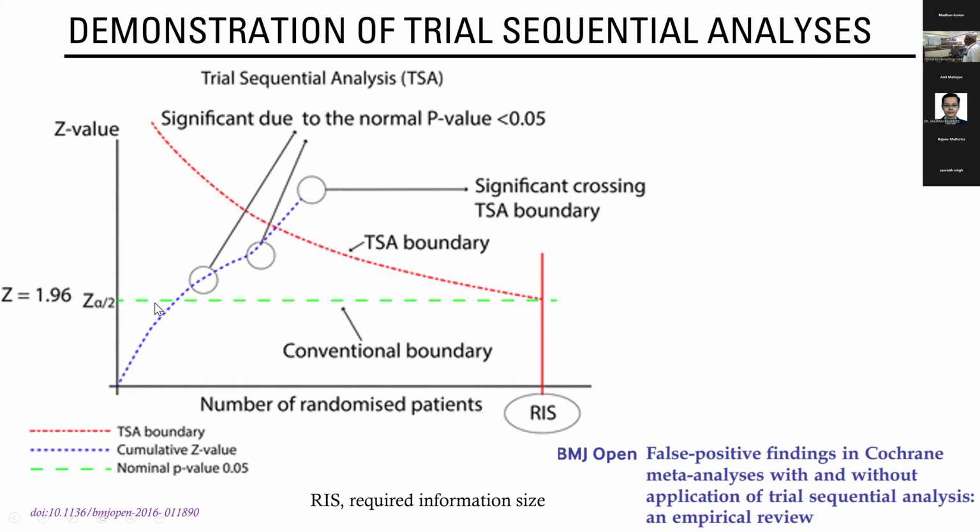This is the usual boundary of 0.05 and this is the stopping rule we have here. This is one study just came there, second study just came there, but the third study crossed the TSA or the trial sequential analysis boundary. So that's the way this works, and this is a nice article about Cochrane reviews which were non-significant. How many did the TSA analysis say that we can add some more or don't stop. So this is the concept of trial sequential analysis.